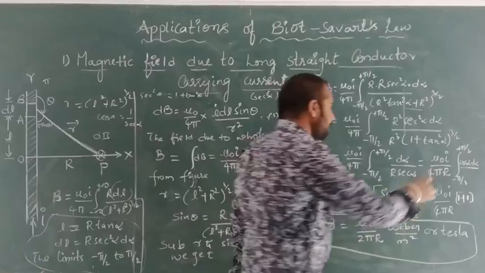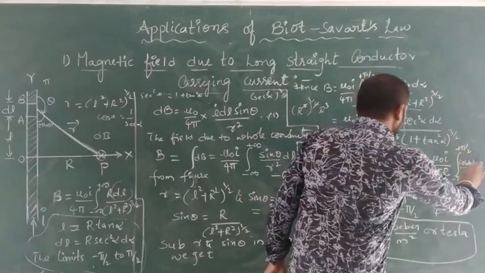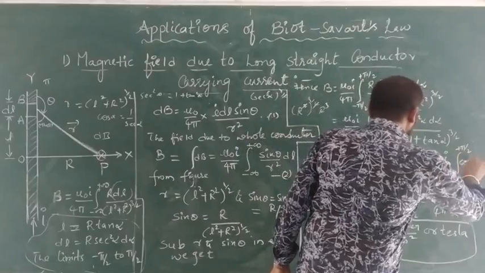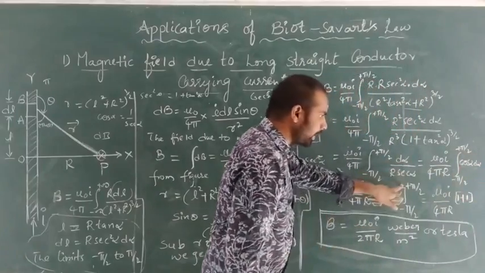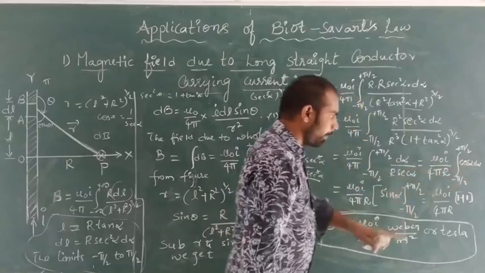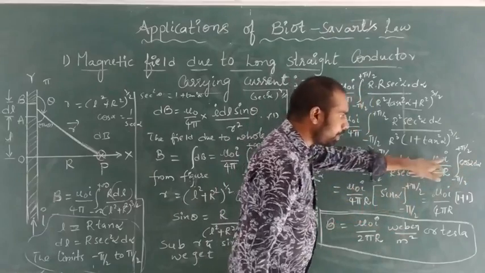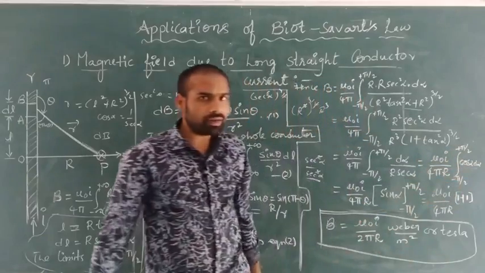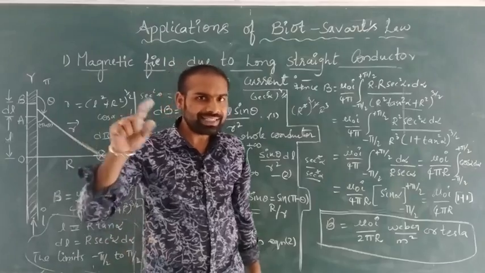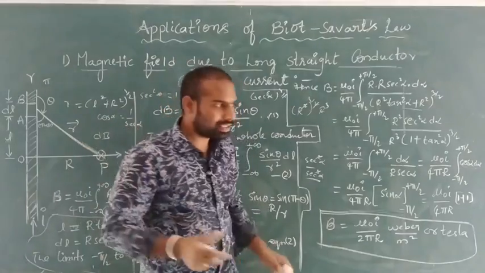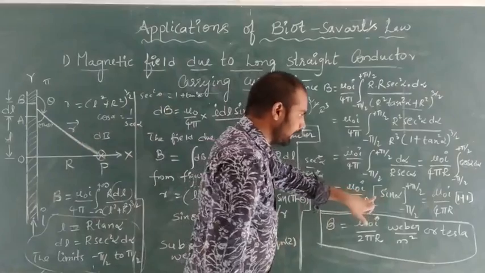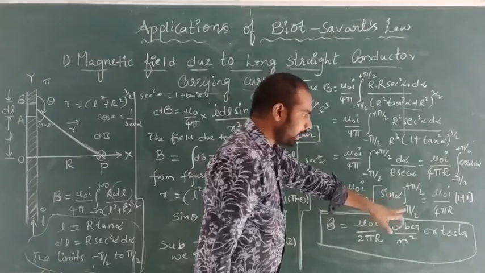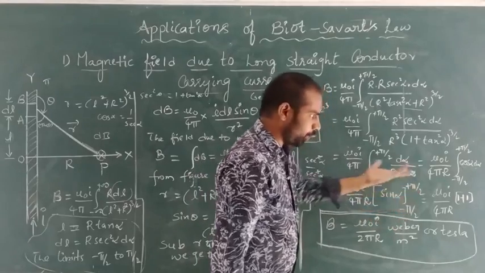So integration from minus pi by 2 to plus pi by 2, we get cos alpha d alpha, because 1 by secant alpha is cos alpha. So r is taken outside: mu naught I by 4 pi r, integration from minus pi by 2 to plus pi by 2, cos alpha d alpha. Now what is the integration of cos theta? Simple, it is sin theta. Integration of cos alpha is sin alpha, within the limits minus pi by 2 to plus pi by 2.